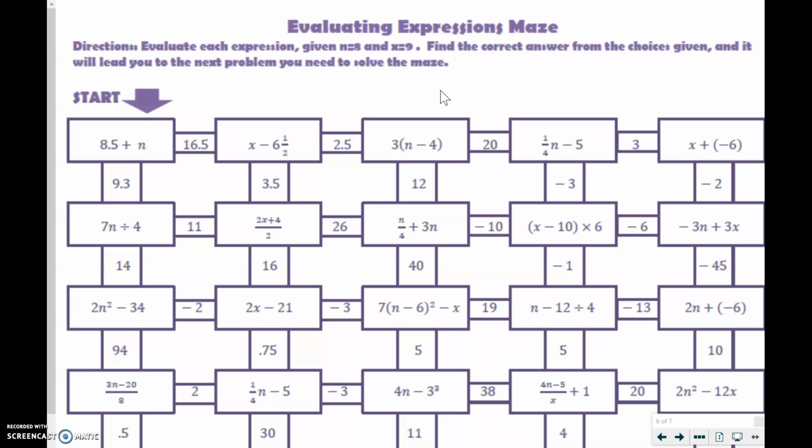They only have those 2 variables. Sometimes they only have one of those 2, but those are the numbers you're going to use over and over again. When you find the correct answer, then that shows you where you go next. It will lead you to the next problem.